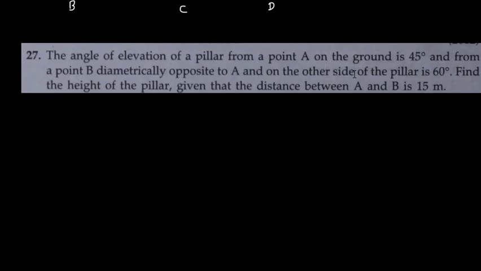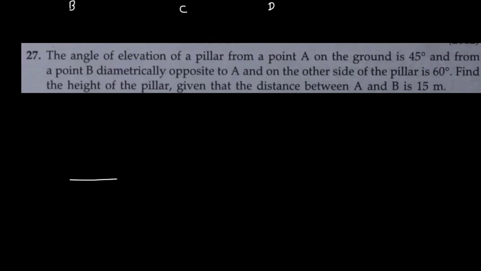The angle of elevation of a pillar from point A on the ground and from point B, diametrically opposite to A on the other side of the pillar, is 60 degrees. Find the height of the pillar given that the distance between A and B is 15 meters.